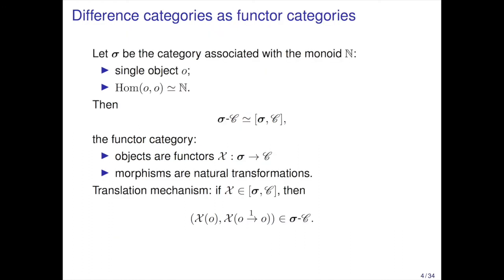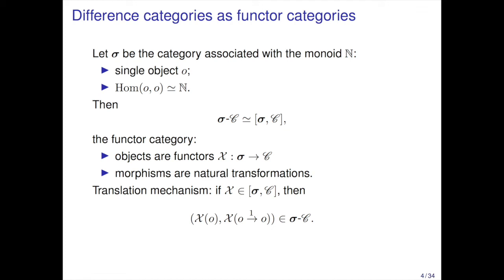Now, it's very important for us to have a slightly different point of view, where I can view the difference category as a functor category in the following way. I will define a very small category Sigma, which is the category associated with the monoid N plus. It has a single object O, and the endomorphisms of O are the same as N. In other words, they're generated by a single endomorphism, the action of 1 in N. Then I claim that the difference category, as defined on the previous slide, is the functor category of functors from Sigma to C. The objects are simply functors from Sigma to C, and morphisms are natural transformations.